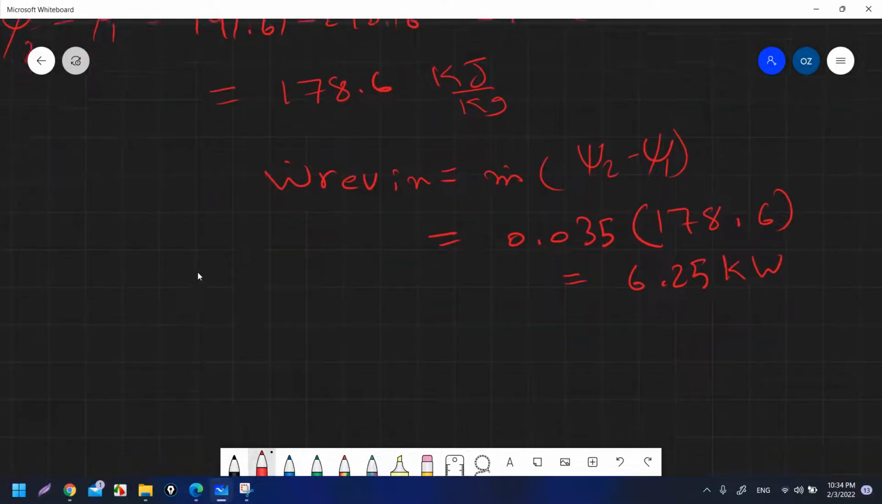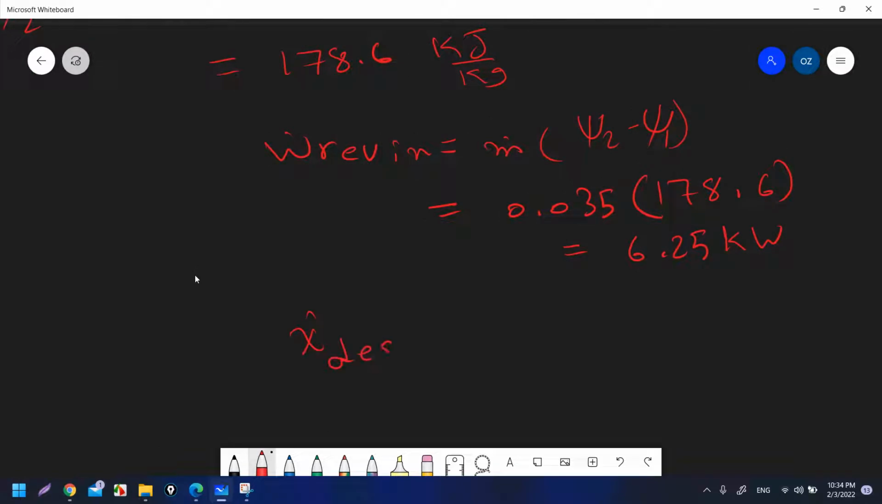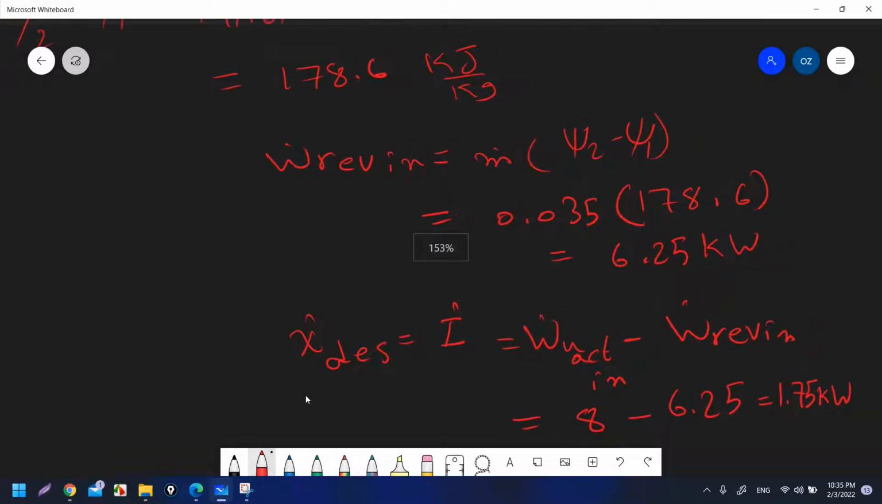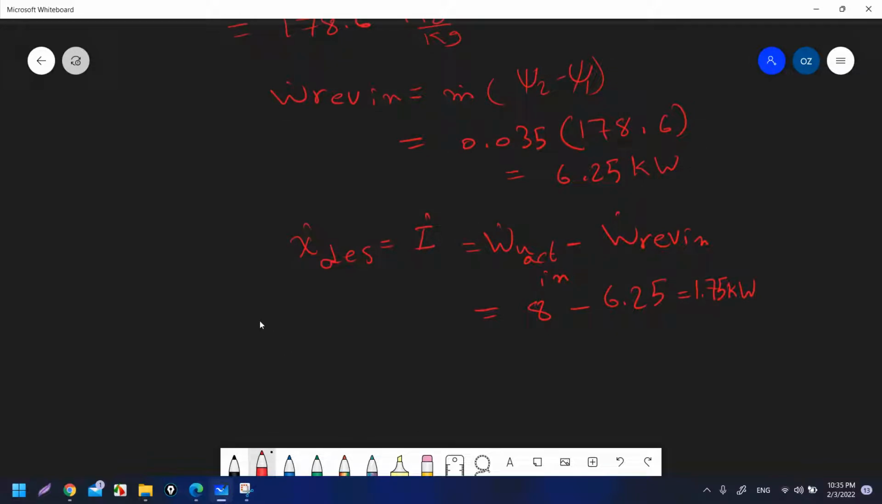So X destroyed, equal to the irreversibility, equals the actual work consumed by the compressor minus the work reversible in. This equals 8, given in the question, minus 6.25, which will give me 1.75 kilowatt. This is the rate of exergy destruction, or exergy destroyed.